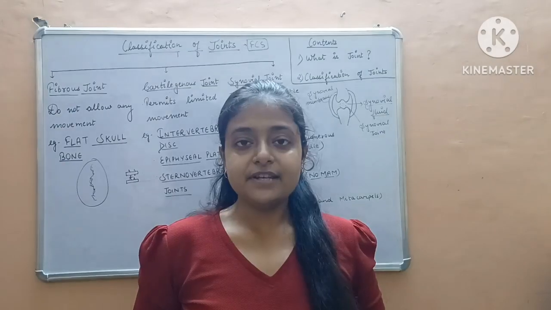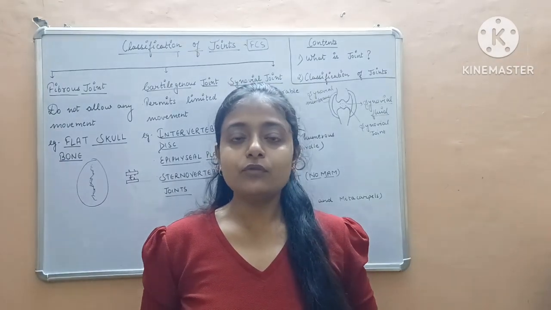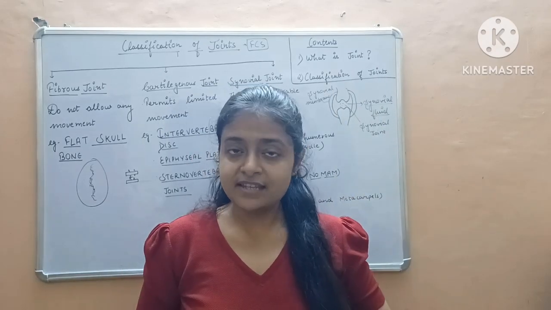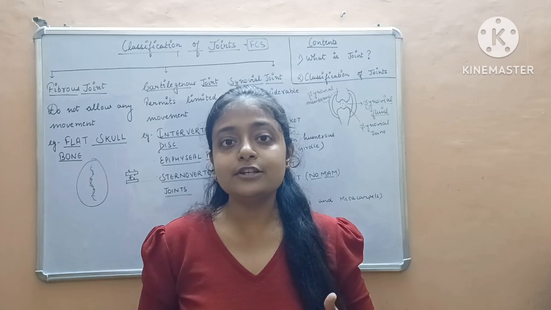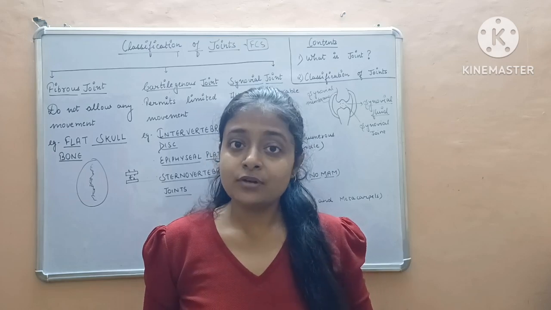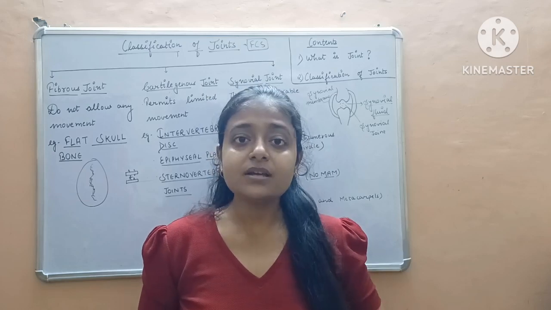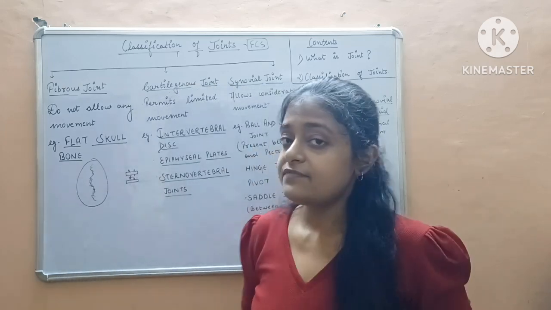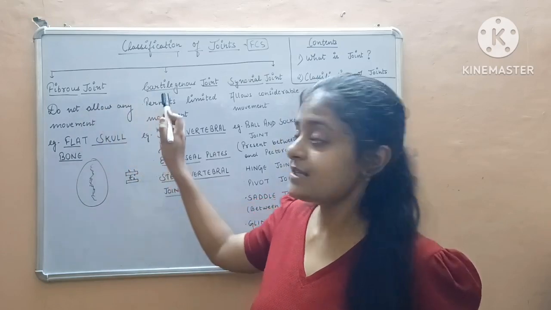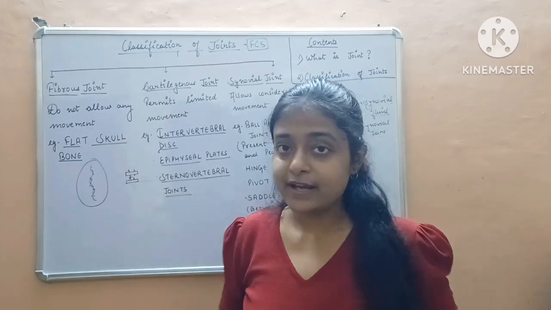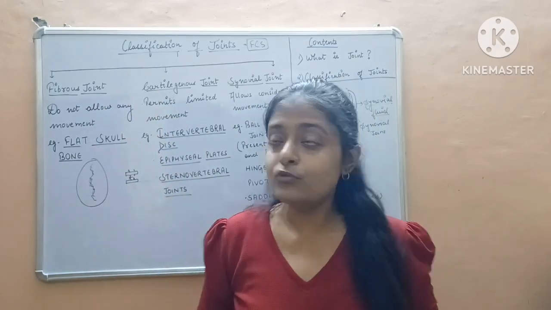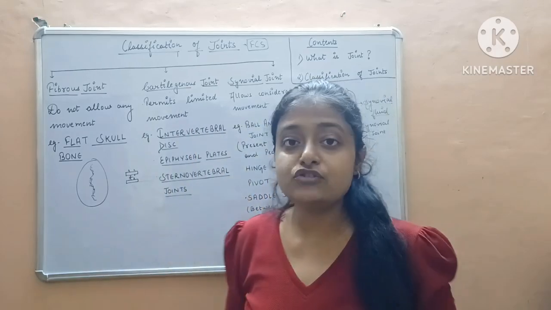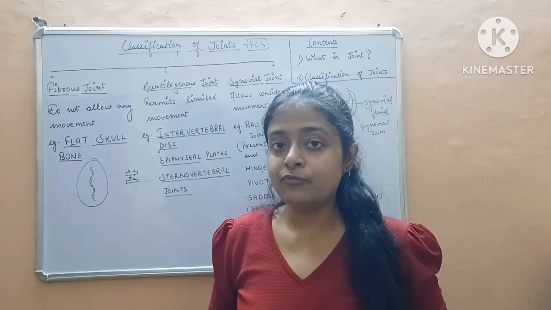So in today's class we studied, first of all, what is a joint. Joints are the connecting points between two bones, which allow us to move. The second topic is the classification of joints. Joints are classified into three groups: fibrous joints, cartilaginous joints, and synovial joints. Fibrous joints allow no movement, cartilaginous joints permit limited movement, and synovial joints allow considerable movement.